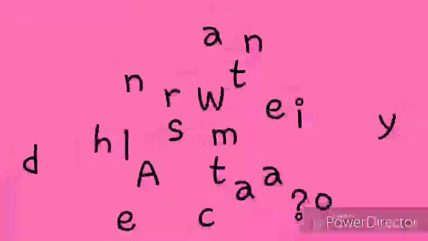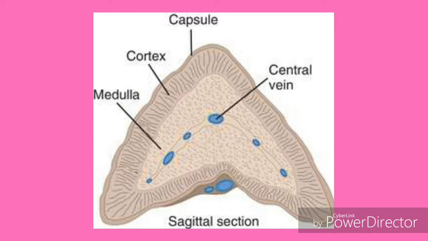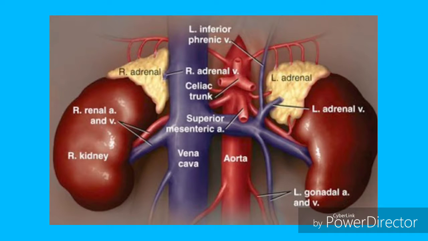An adrenalectomy is the removal of one or both of the adrenal glands, and normally this procedure is conducted either laparoscopic or open. The adrenal glands are also known as the suprarenal glands, and that is because they are located just above the kidneys. The adrenal glands are located below the diaphragm and on top of the kidneys. They are bilateral, which means there are two of them, one on each side, just above the kidneys.